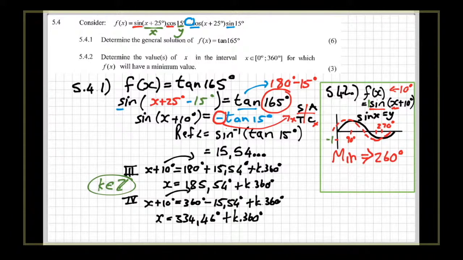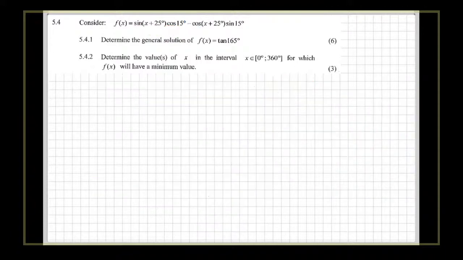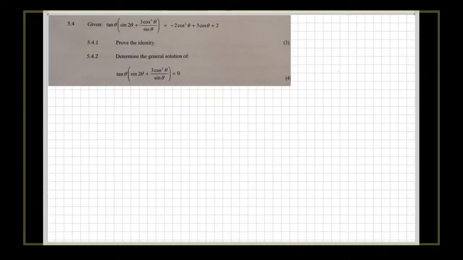Let's have a look at the second question sent in by Mr. Mboweni Tepang. Given the tan of theta times sine of 2 theta plus 3 cos squared theta over sine theta equals this. Number one, prove the identity.